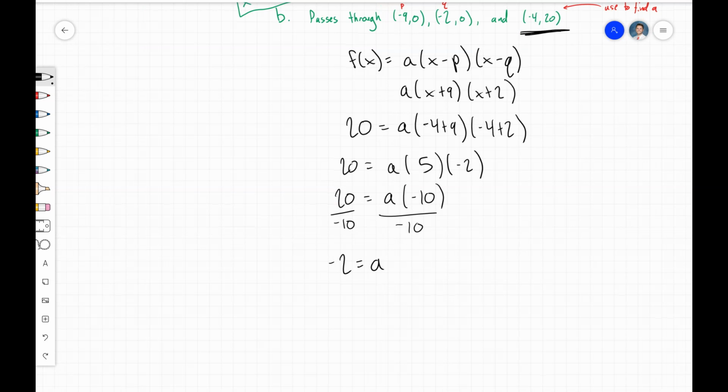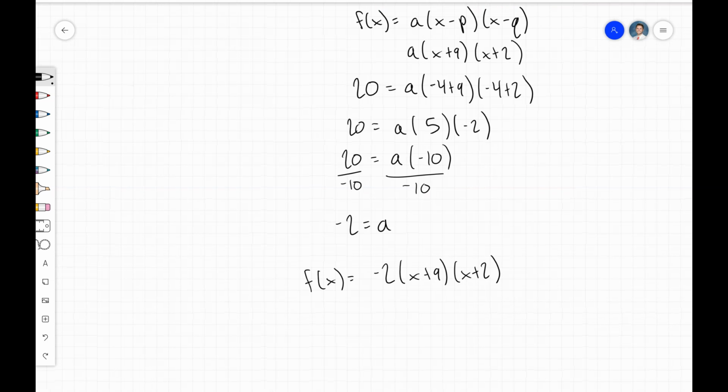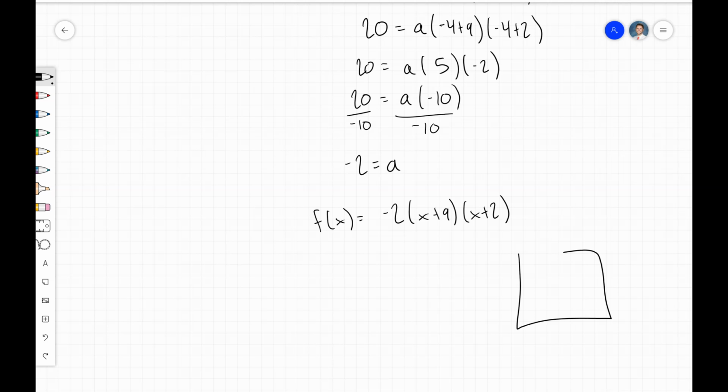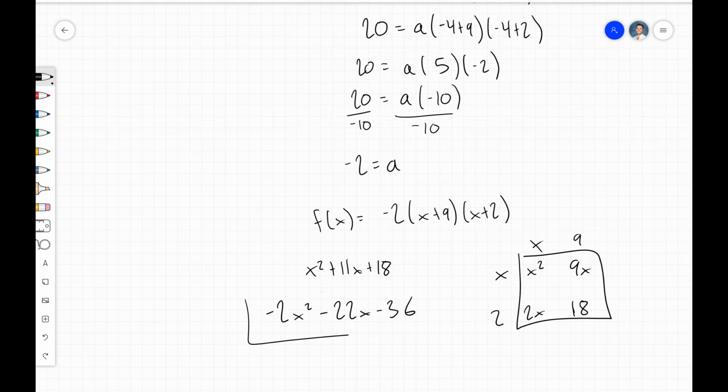So now I can write this function as f of x equals negative 2 times x plus 9, x plus 2. And the last step would be to multiply this out so that I can write this in standard form. So we'll start with x plus 9 times x plus 2. That's x squared plus 9x plus 2x plus 18. So that's going to be x squared plus 11x plus 18. So then each of those terms will be multiplied by negative 2, giving us negative 2x squared minus 22x minus 36. And that would be our function.